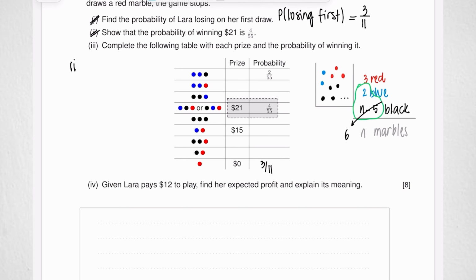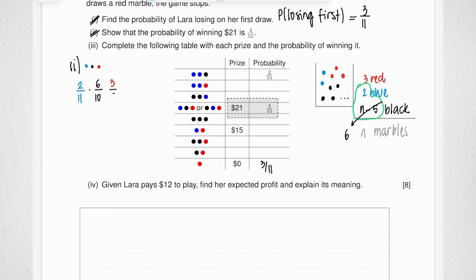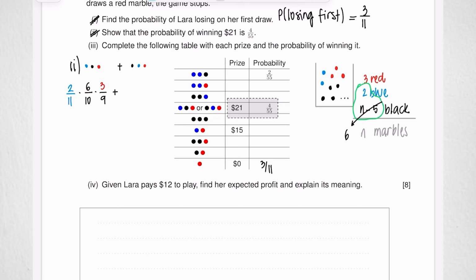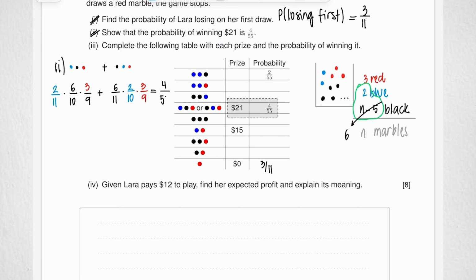Now let's consider these two scenarios. Blue, black, and red, which means 2 out of 11, then 6 out of 10, which is the black one. We have 1 marble less, so instead of 11, we have 10 now. And then 3 out of 9. Or, and or in probability means plus, black, blue, and then red, which is 6 out of 11, 2 out of 10, and 3 out of 9, which is in fact 4 out of 55.